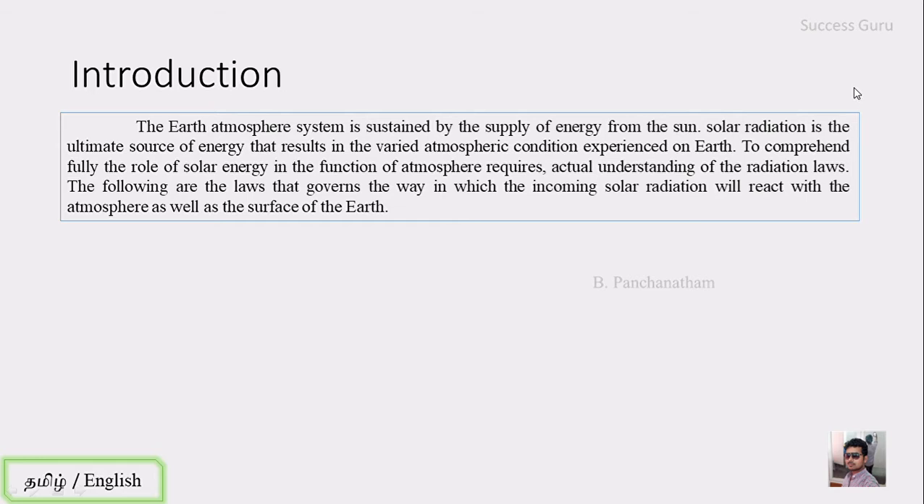Actually, the Earth's atmosphere system is sustained by the supply of energy from the sun. Solar radiation is the ultimate source of energy that results in the varied atmospheric conditions experienced on the Earth. To comprehend fully the role of solar energy in the function of the atmosphere requires an understanding of the radiation laws. The following are some of the laws that govern the way in which incoming solar radiation reacts with the atmosphere as well as the surface of the Earth.